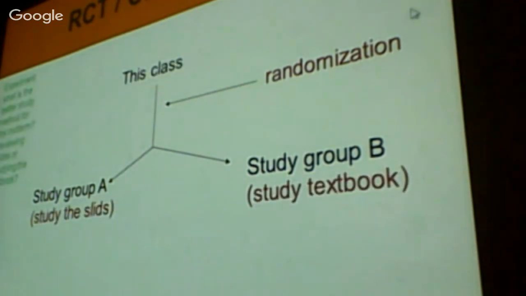Okay, so another example. Here's an experiment. What is the better study method for the midterm, reviewing slides or studying the textbook? So people in this class, I'd randomize you into two groups. One group would look at the slides, the other group the textbook only, and I'd see which group does better at the end of the exam. Okay, pretty straightforward stuff. So those are the designs.